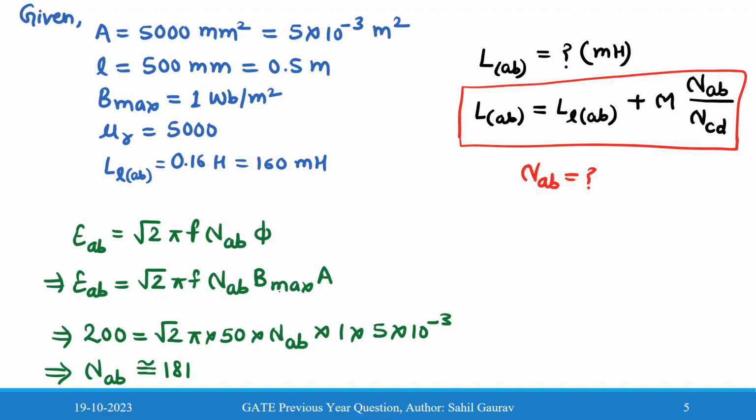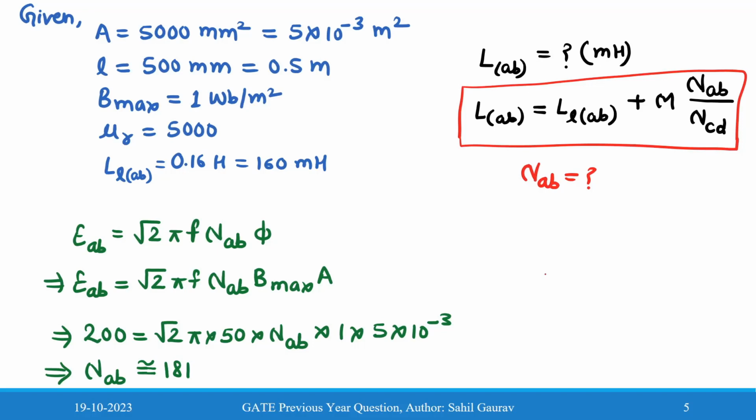Frequency is 50, and the maximum flux density is given as 1 Weber per meter square. The cross sectional area of the core is given as 5 into 10 to the power minus 3 meter square. Therefore, you will get the turns of winding AB as 181.